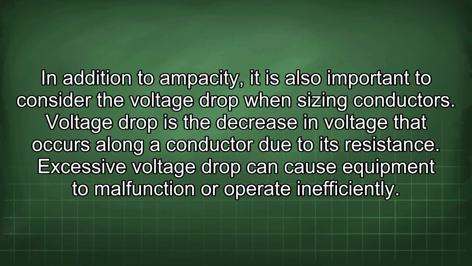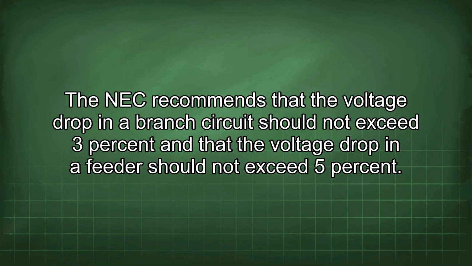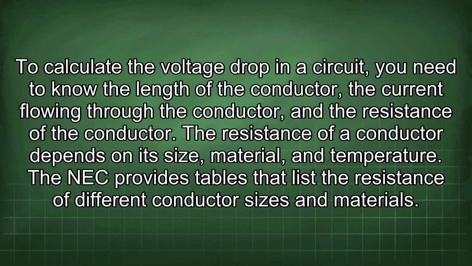In addition to ampacity, it is also important to consider the voltage drop when sizing conductors. Voltage drop is the decrease in voltage that occurs along a conductor due to its resistance. Excessive voltage drop can cause equipment to malfunction or operate inefficiently. The NEC recommends that the voltage drop in a branch circuit should not exceed 3% and that the voltage drop in a feeder should not exceed 5%. To calculate the voltage drop in a circuit, you need to know the length of the conductor, the current flowing through the conductor, and the resistance of the conductor.